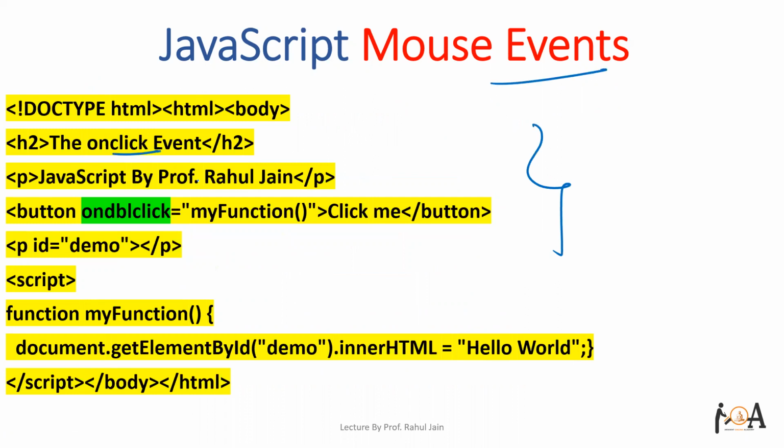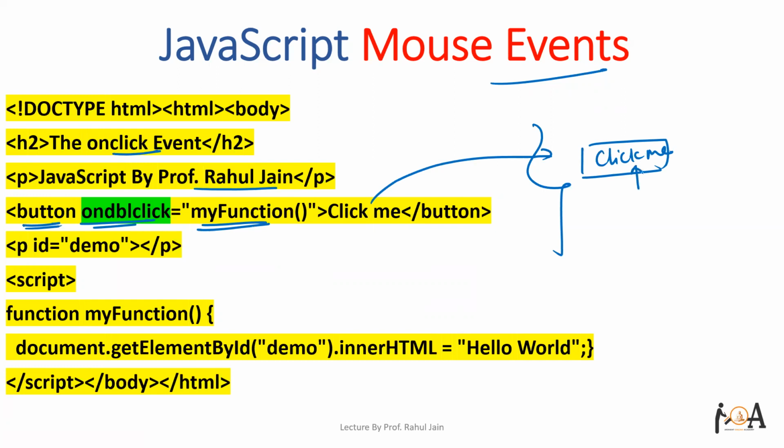On-click event, basically it is JavaScript by Professor Rahul Jain, and we are creating a button, and this button is using one mouse event function. On double click, my function will execute. So one button will be created. This button will have this part, click me written here.